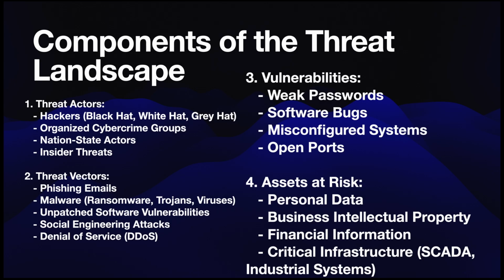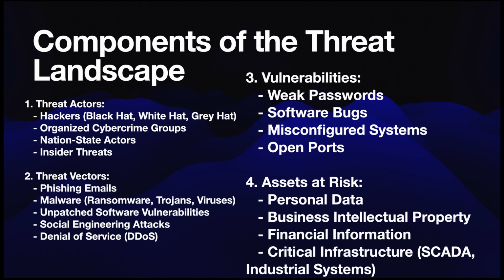Let's break it down. Components of the landscape. First, threat actors. Who are the attackers? Black hat hackers. They are bad guys who attack for personal gain or disruption. White hat hackers. Ethical hackers who help organizations find weaknesses. Nation state hackers. Hackers who work for a country to spy on or attack other nations. Insiders, an employee or contractor who uses their access to harm the organization. For example, in 2018, an employee at Tesla used their access to develop malicious code, causing production disruption.